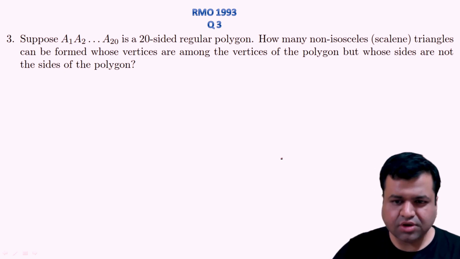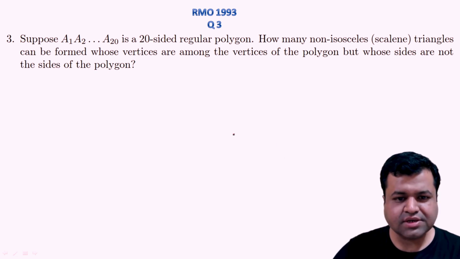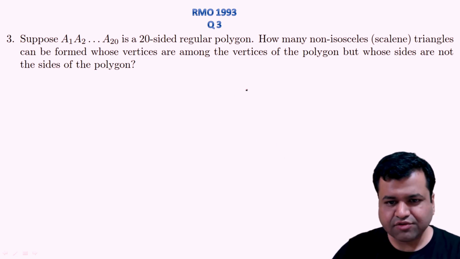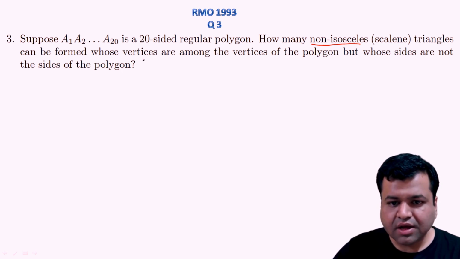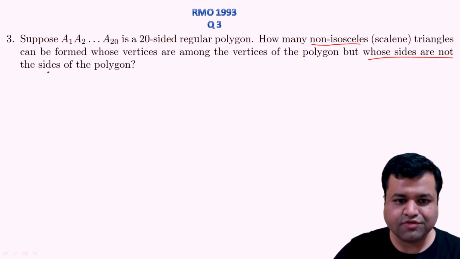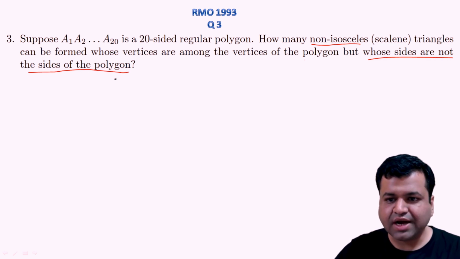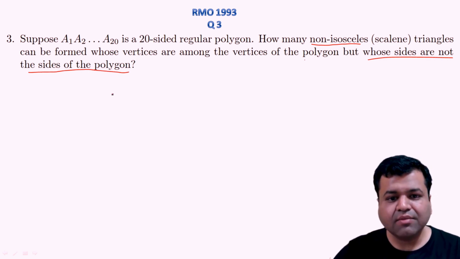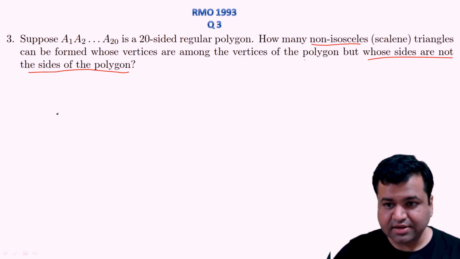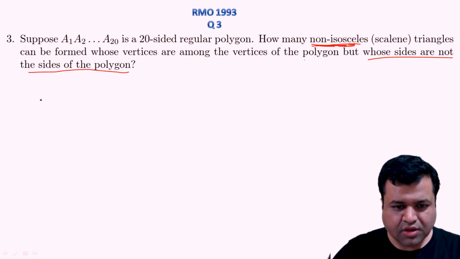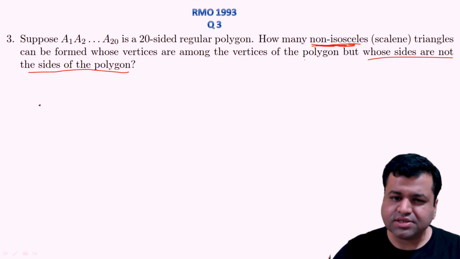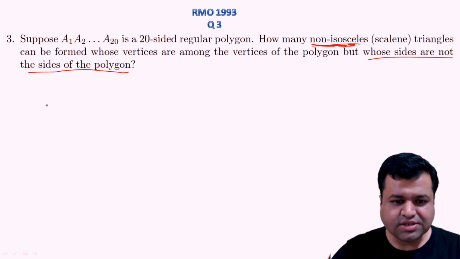So this basically is a question of combinatorics, permutation and combination, right? The question says that there is a 20-sided regular polygon. How many non-isosceles, that is scalene, triangles can be formed whose vertices are among the vertices of the polygon, but whose sides are not the sides of the polygon? So we have to take the polygon's vertices, but the sides should not be the polygon's sides, and the triangle should also be non-isosceles. So some conditions are given in it. For those who have done permutation and combination well, this was quite an easy question. So let's start with the solution.